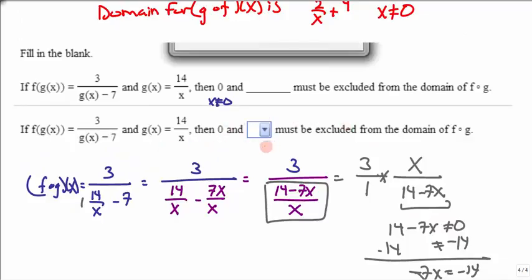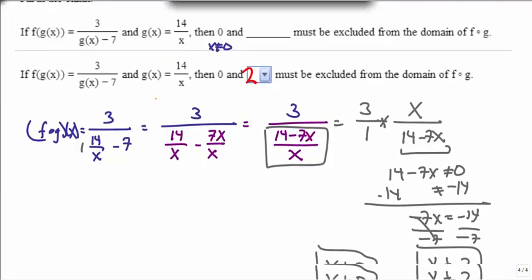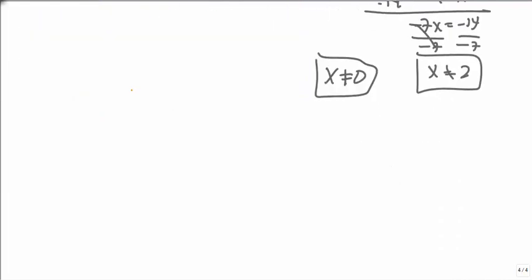So my second value here, it says if f of g of x is equal to this function, then 0 and 2 must be excluded from the domain. So that's the type of problems that you'll see running into this in your MyMathLab. Okay, let's go and look at some other easier ones.